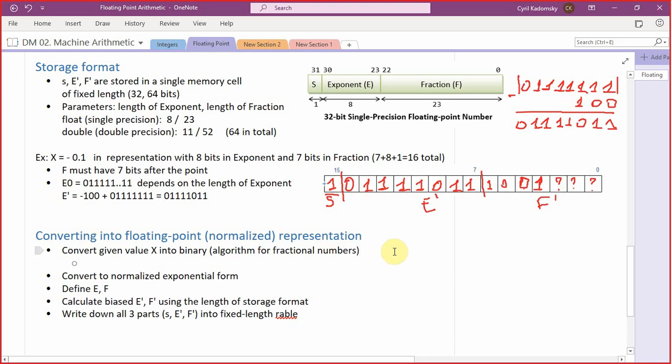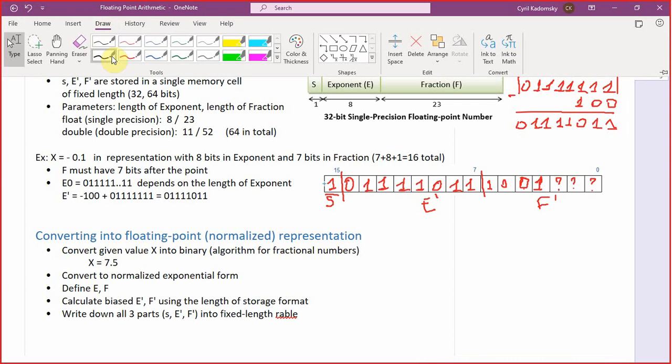In each step we will have a certain value. Let's have a value x equal to 7.5. Let it be like this. What we need to do first is convert to binary. Converting to binary is the usual process.